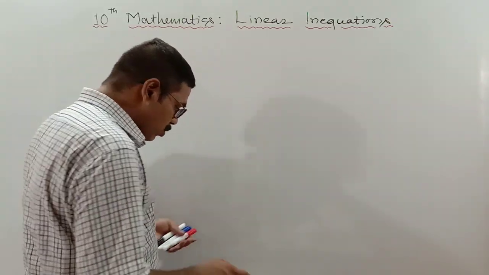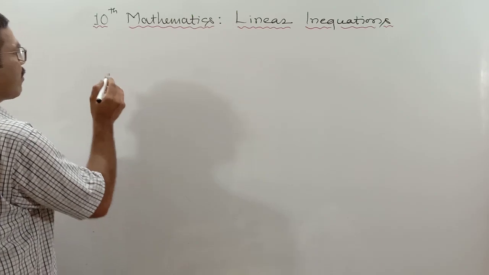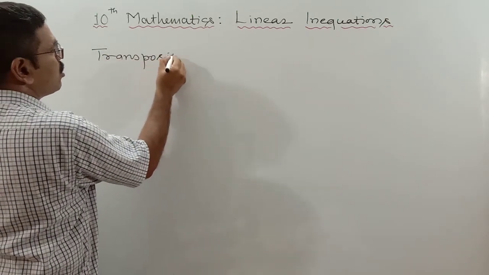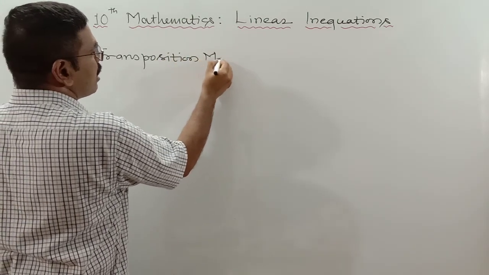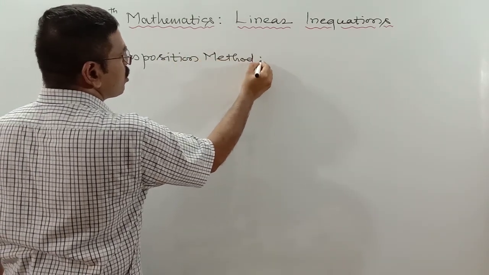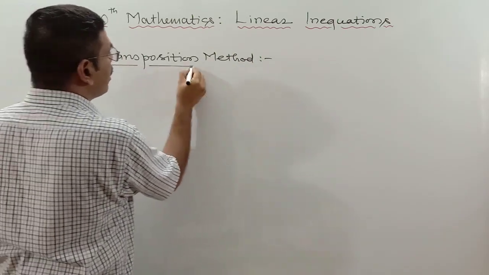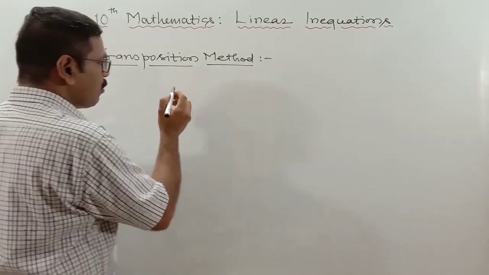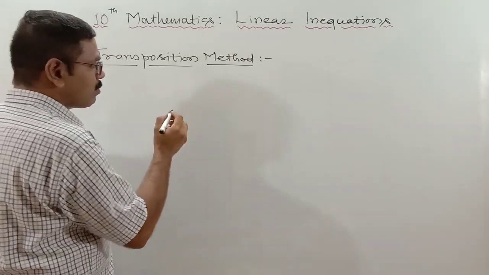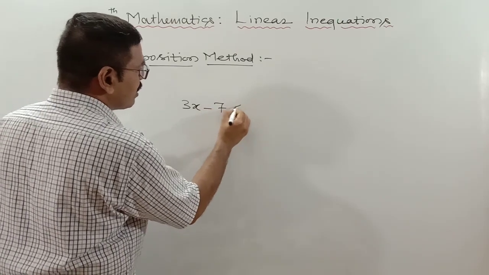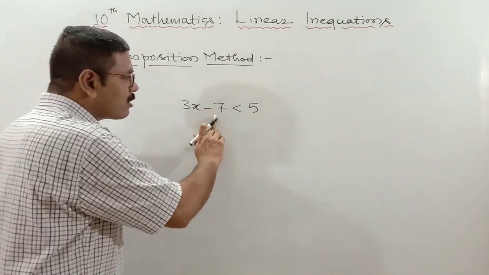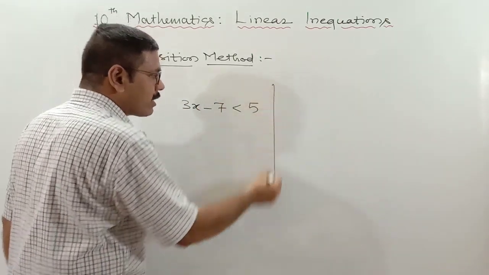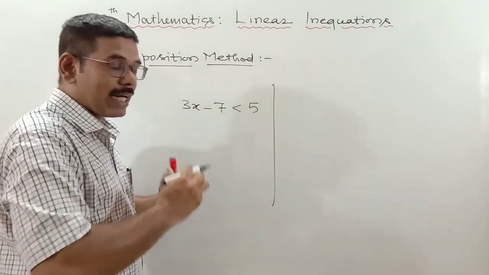चलिए. So now we should see how to solve the linear inequation. That is the transposition method. That method you are going to study. You have studied it rather in class 7th, I think. चलिए देखते हैं. Suppose I give you an example. What is transposition? 3x minus 7 is less than 5. So we'll transpose that 7 first. We'll try to isolate x. x को isolate करने की कोशिश करेंगे. x को अकेला करने की कोशिश करेंगे.